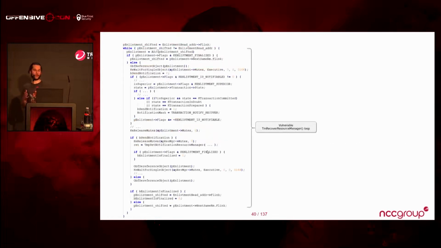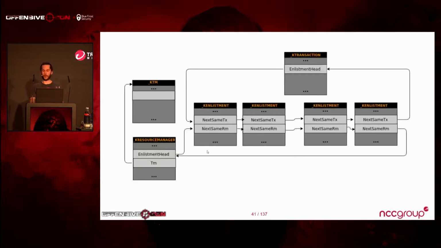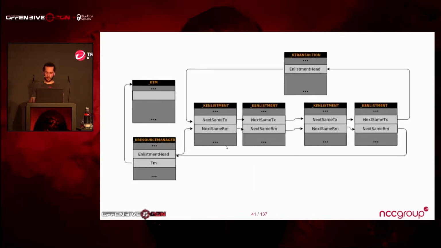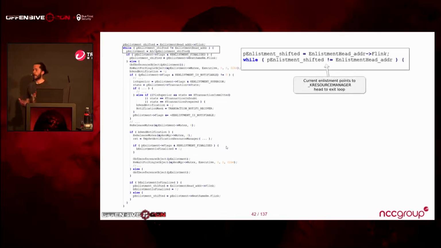Okay, so we have a little bit of an understanding of the loop. This is probably the hardest part to understand because it's a lot of code and probably not that useful, so just take it as me talking rather than reading the whole code. This is the recover resource manager loop that is going to loop on the list of enlistments that we saw here. There is a list of enlistments pointed to by the enlistment head, and it goes over each enlistment to see if it can notify them. First, it checks if it's the enlistment head, meaning it's done with the list, so it exits the loop. The function has done its work.